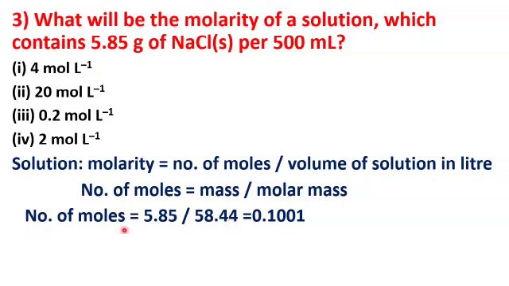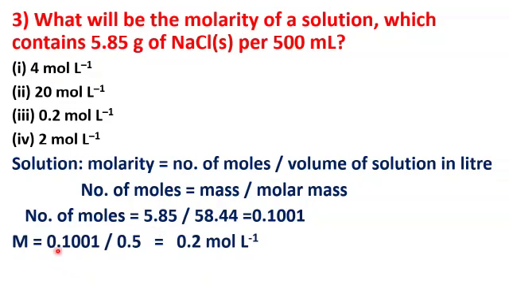Okay, so number of moles you got. Next, directly substitute number of moles in the molarity equation, and volume of the solution in liter you have to write. So 500 milliliter, when you convert it to liter, it becomes 0.5. So answer is 0.2 mole per liter. Hence, correct option is third one, 0.2 mole per liter.